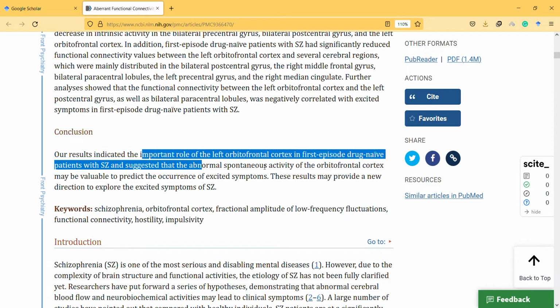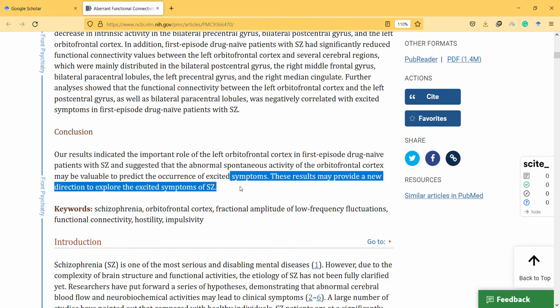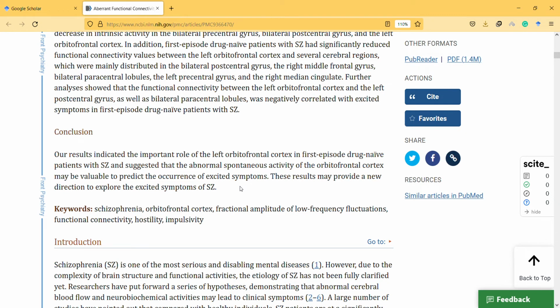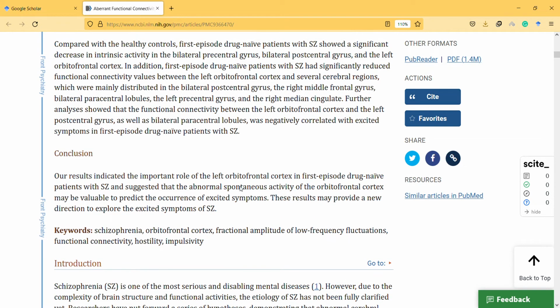Anyway, the results indicated the important role of the left orbitofrontal cortex in first episode drug-naive patients with schizophrenia and suggested the abnormal spontaneous activity may be valuable to predict the occurrence of excited symptoms, and these results may provide a new direction to explore the excited symptoms of schizophrenia. That is interesting, and I find this quite interesting.